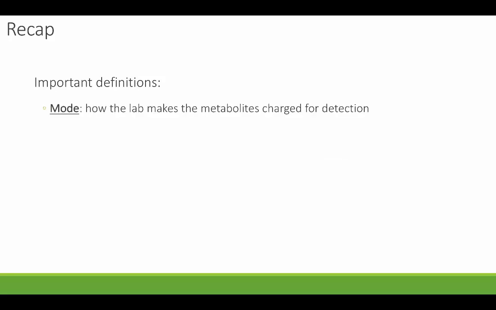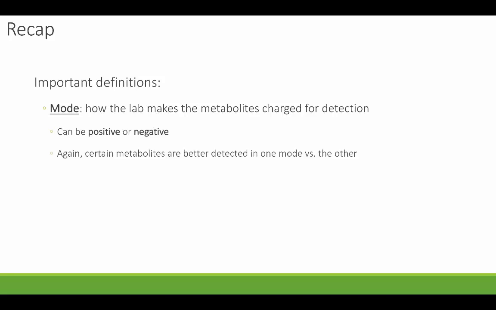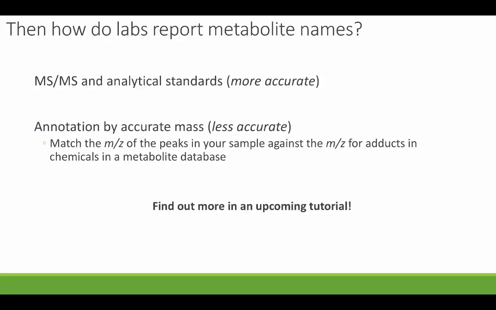And then finally, the mode, or the electrospray ionization mode, the positive or negative, it's how the lab makes the metabolites charged for detection. Again, this is through ESI, and it could be positive or negative. And the reason that we do both is generally because there are certain metabolites that may be better detected in one mode versus the other.